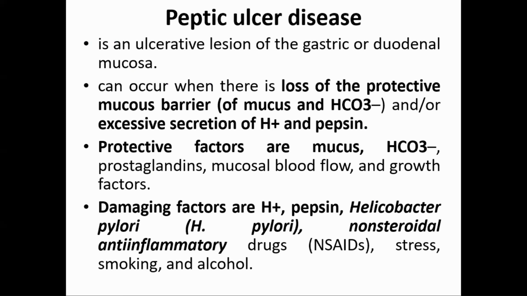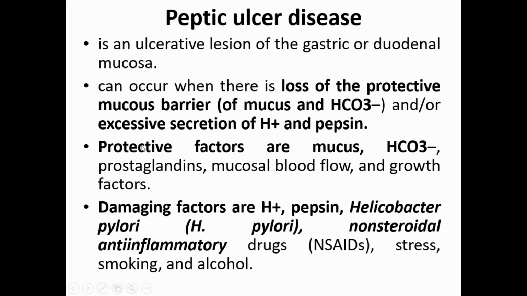Peptic ulcer disease is an ulcerative lesion of the gastric or duodenal mucosa. It occurs whenever there is loss of the protective mucosal barrier, or whenever there is excessive secretion of hydrogen ion, or excessive pepsin secretion. Pepsin is also a proteolytic enzyme. The cells consist of proteins, so pepsin also digests the stomach cells.